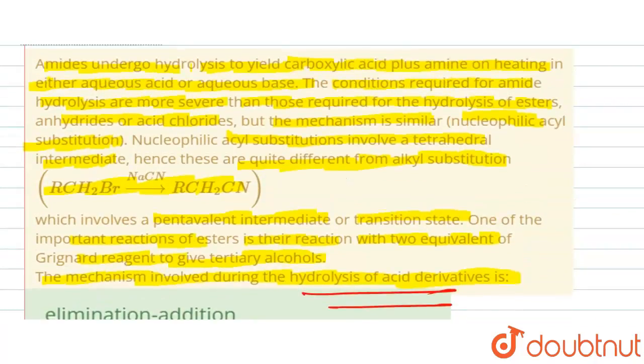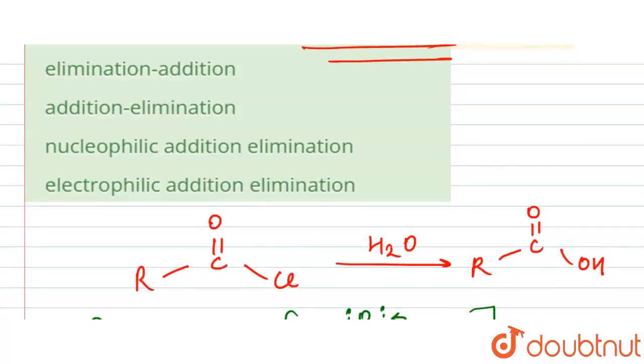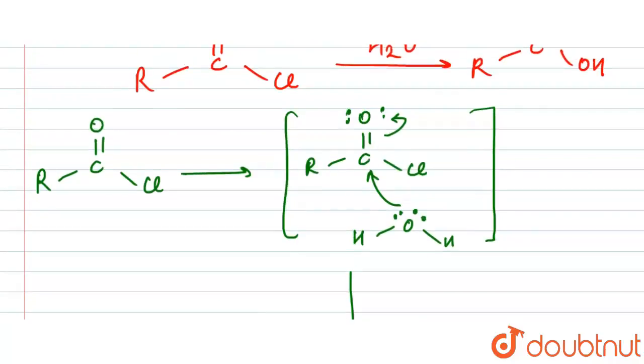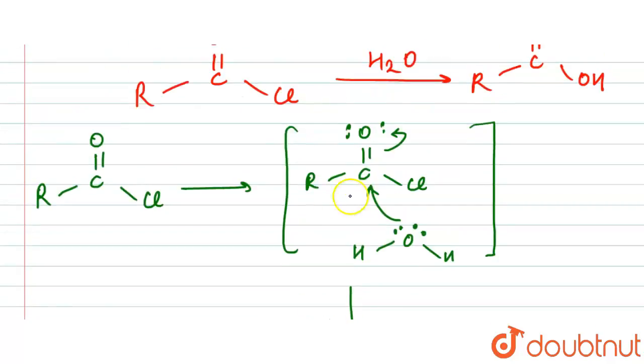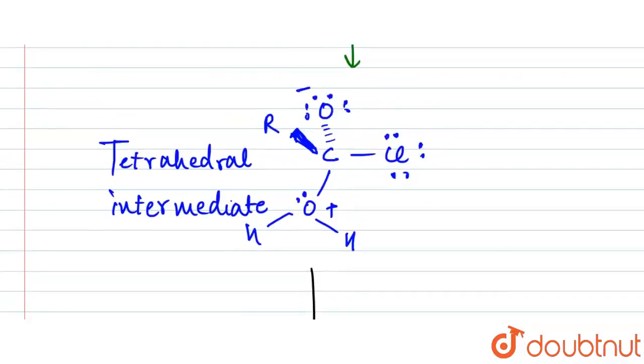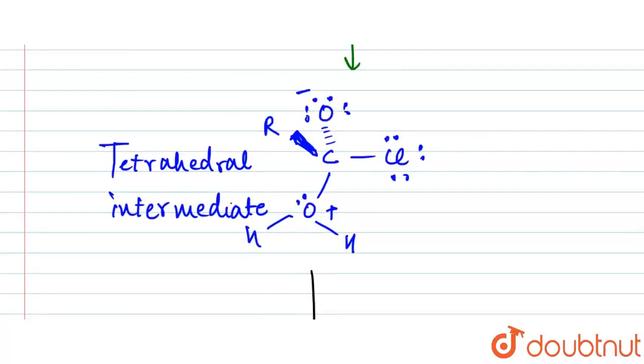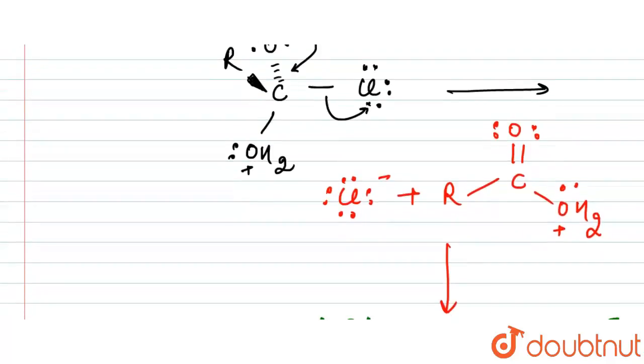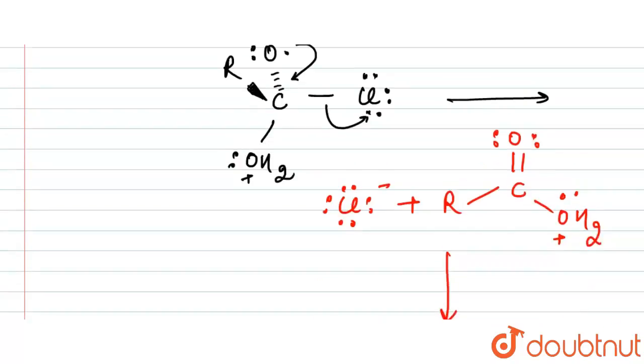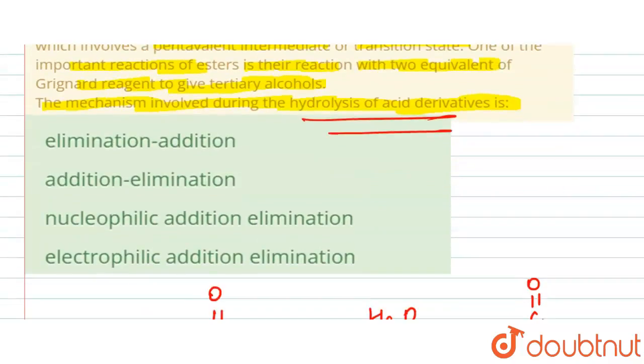So what is this whole mechanism? If we see here, this generally takes place by nucleophilic addition elimination. How? Because H2O bonds to the electrophilic carbonyl carbon atom to create a tetrahedral intermediate. Then this intermediate undergoes elimination to yield the products. In this two-stage mechanism, we have bond formation and then elimination. So here we have the nucleophilic addition elimination mechanism.